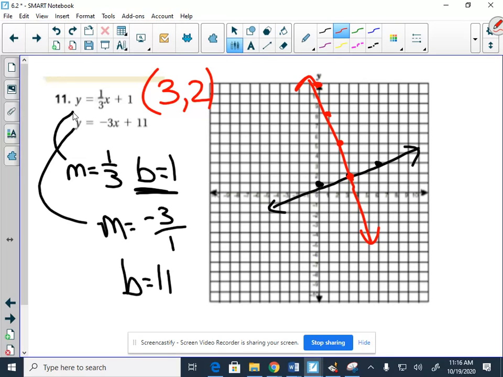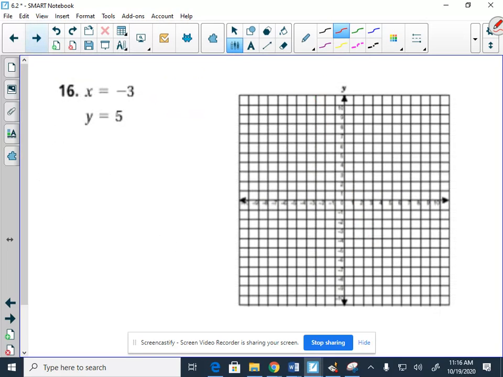But that's if you graph that one correctly on there. Okay? Now I'm not going to go in order. I'm going in order on the sheet, but I'm going to skip some. So now I'm going to jump to number 16. We haven't done these in a while. It says x equals -3.